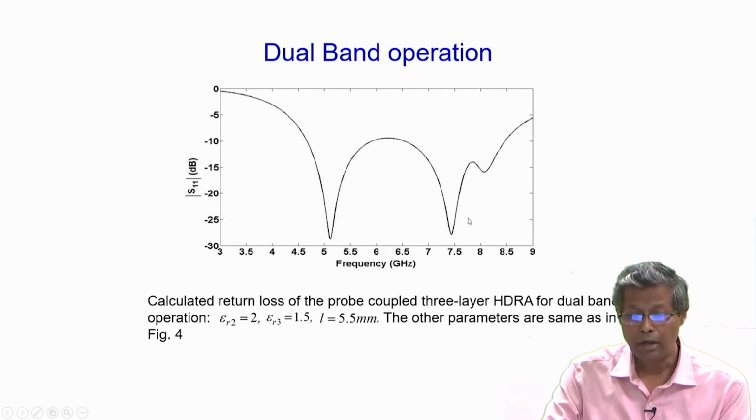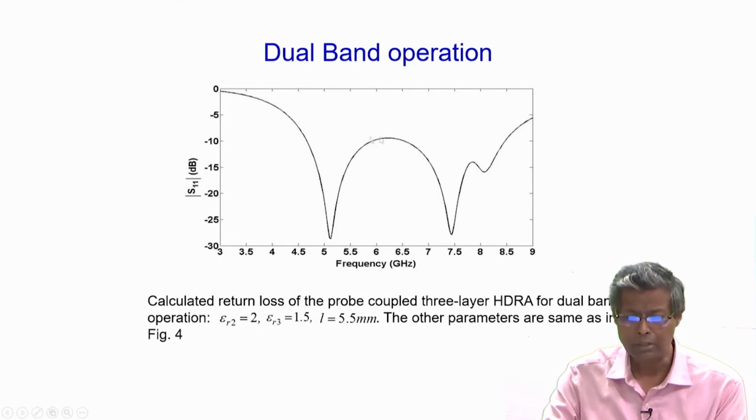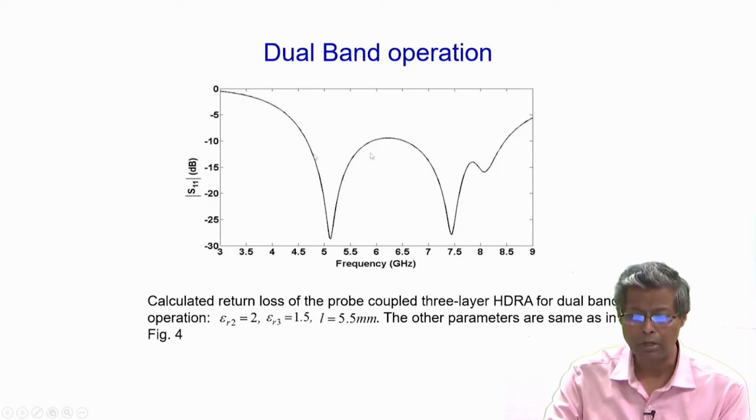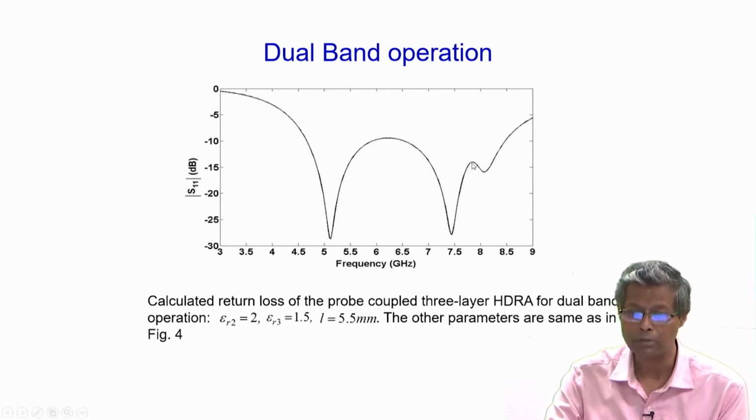So, we exemplify a dual band operation with this, though this result is a bit theoretical. We took epsilon r2 as 2 and epsilon r3 as 1.5, which is not very close to practical values, but we just show theoretically that we can tailor the permittivities and tune the probe length to achieve dual band operation. And I am sure that if we tinker with the parameters of the coaxial probe, we will be able to arrive at dual band antenna characteristics. You can try them.